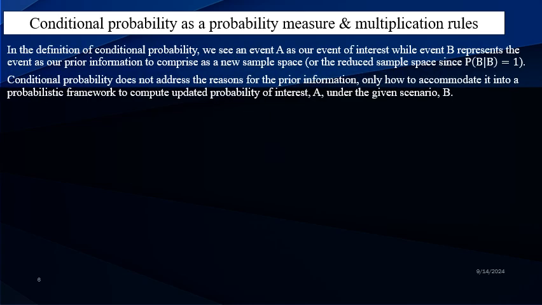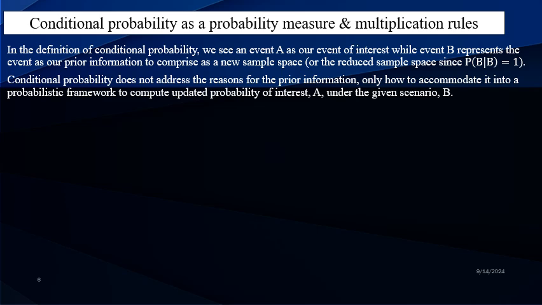So what does it say? In the definition of conditional probability, we have seen an event A as our event of interest, while the second event B, we are saying, represents our prior information in order to compute the probability of A. Prior information or prior knowledge, or given information, given knowledge, you can call it like that. In the process of computing the conditional probability of event A, it is behaving like a new world, a new sample space, or you can call it another name, reduced sample space. That means it does not contain all the possible outcomes. It contains only some possible outcomes, because it is partial information based on experience or some kind of source. So that's why you can call B the reduced sample space.